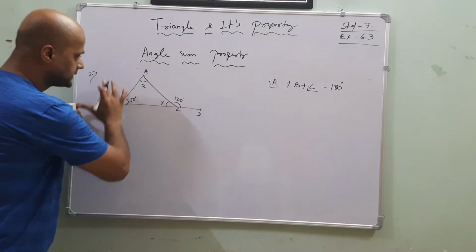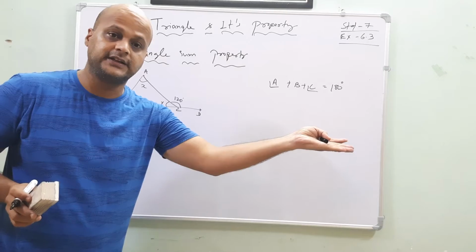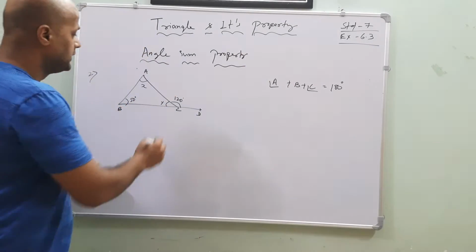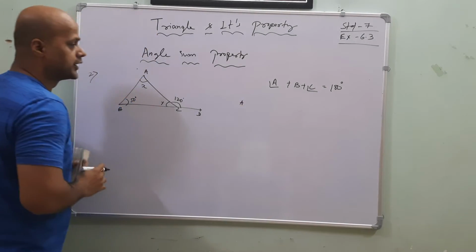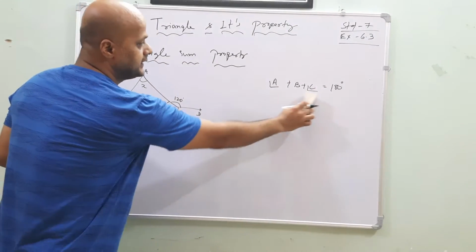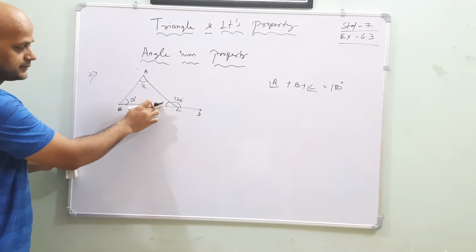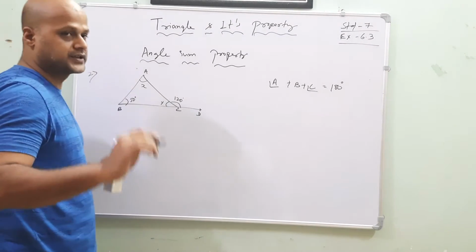Now this problem is related with the previous lesson, that is 6.2. We know that, write it fast. You can't put the angle sum property directly because here two values are different. X and Y are not given, only one value is given to you. So first we have to remember.